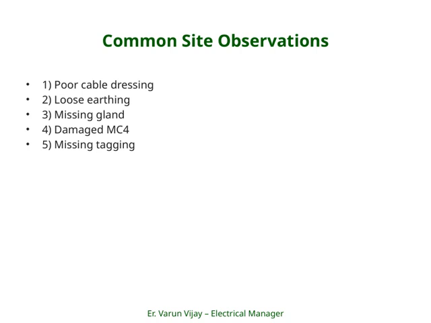Then, there's damaged MC4 connectors. These connectors are critical for solar panel connections, and any damage can affect the overall system performance. It's important to regularly inspect and replace any damaged connectors to maintain system efficiency. Finally, missing tagging refers to the absence of labels or identification on cables and equipment. Proper tagging helps in easy identification during maintenance or troubleshooting, saving time and reducing errors.